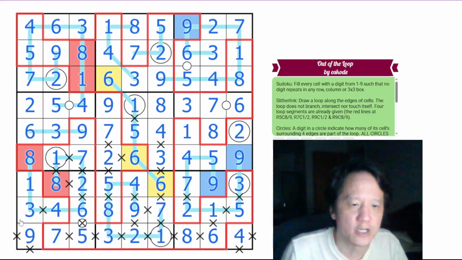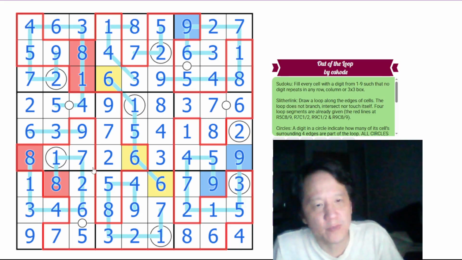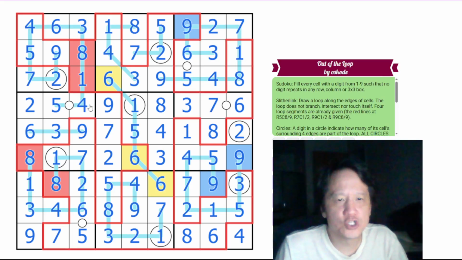So we're just checking now. Okay, I'll get there eventually. Okay, the circles. Actually, just check all the 1s, 2s, and 3s, because 4s can never be completely surrounded.